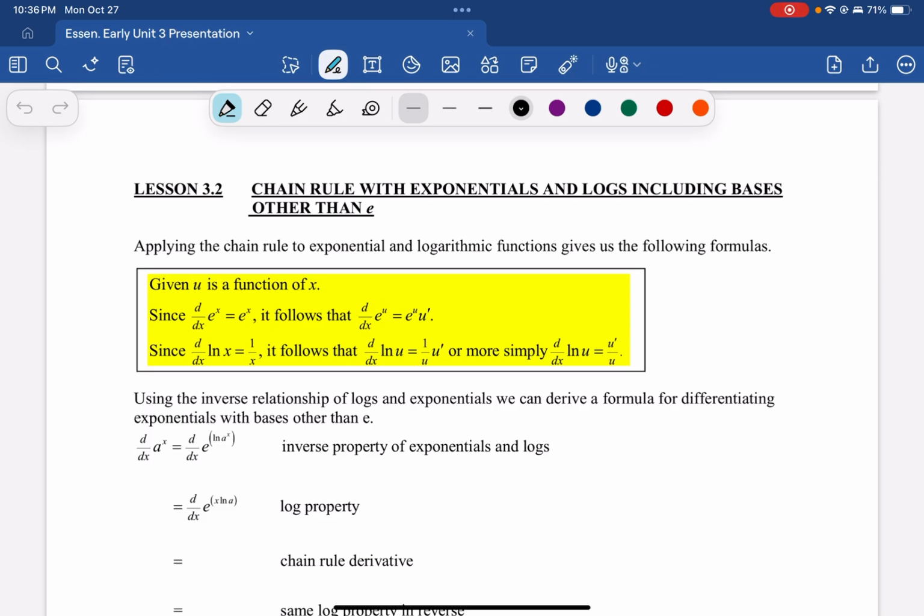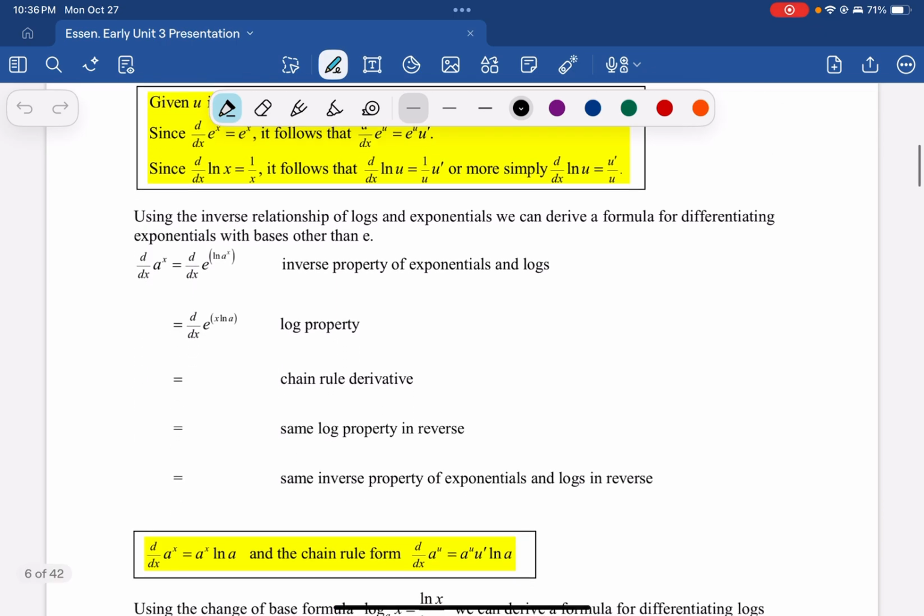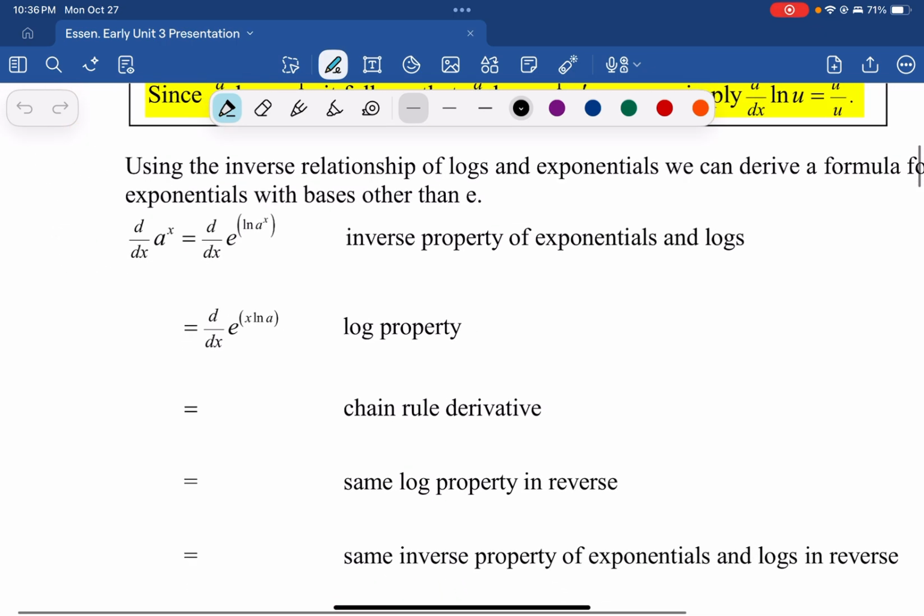Okay, so we're going to look at what happens if we have a base other than e. If I have the derivative of a to the x, I can rewrite that as the derivative of e to the natural log of a to the x power. And then using a log property, I can rewrite that natural log of a to the x as x times the natural log of a.